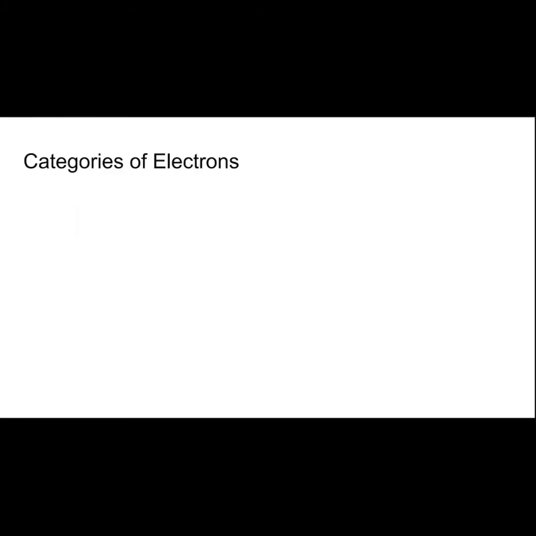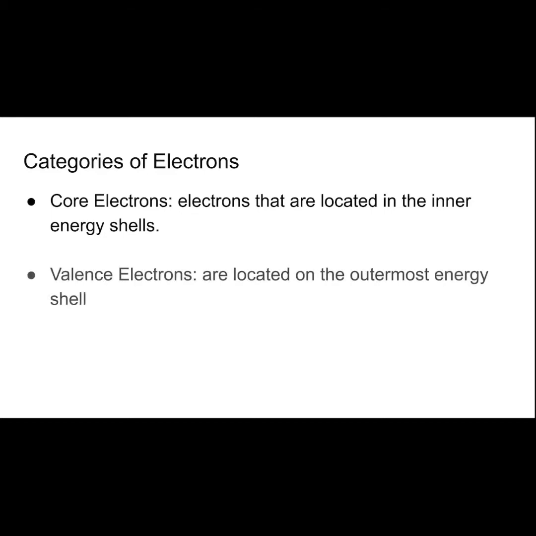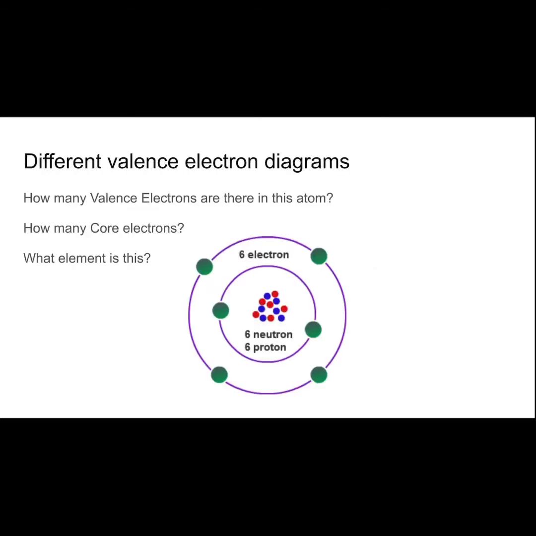Hey guys, we're continuing on Unit 3. This topic is on the electromagnetic spectrum. So we first need to know about different categories of electrons. We have core electrons that are located on the inner energy shells, and then we have valence electrons, which are on the outermost energy shell.